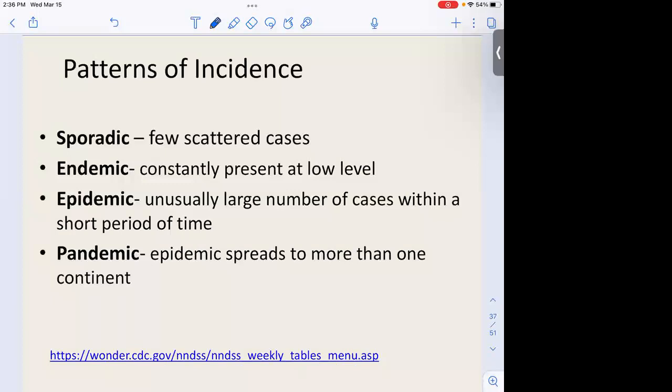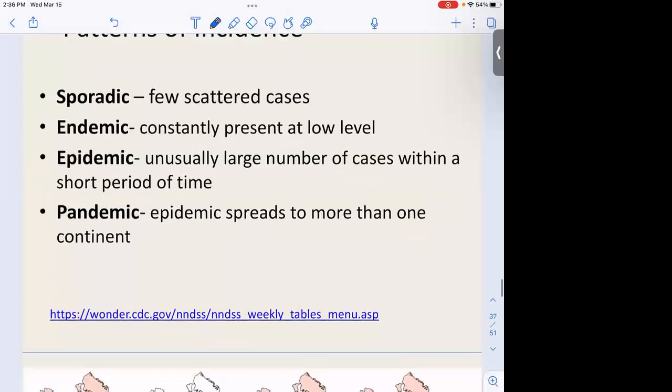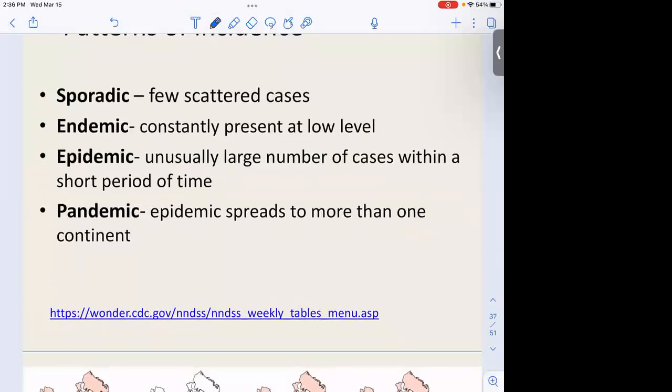All right, so how do we know what the normal numbers of disease are? This link, see if I can get it to work, is for the CDC. Ooh, sometimes this doesn't work very well.